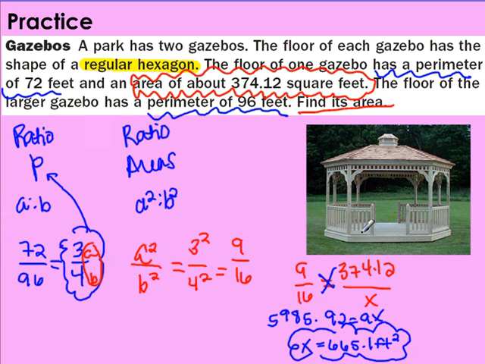Now, thinking about this in the last section, you could figure out the perimeter and use the side length in order to calculate the area of those polygons. However, this ends up being a little bit less work than what we were dealing with at the last section. So it's just another way that you can calculate the area of a similar polygon.